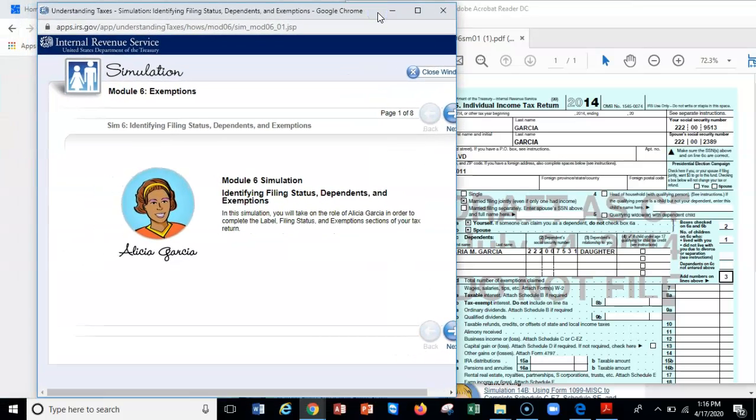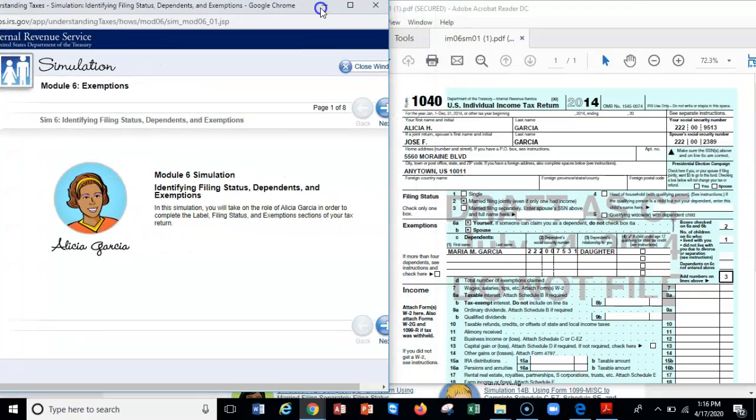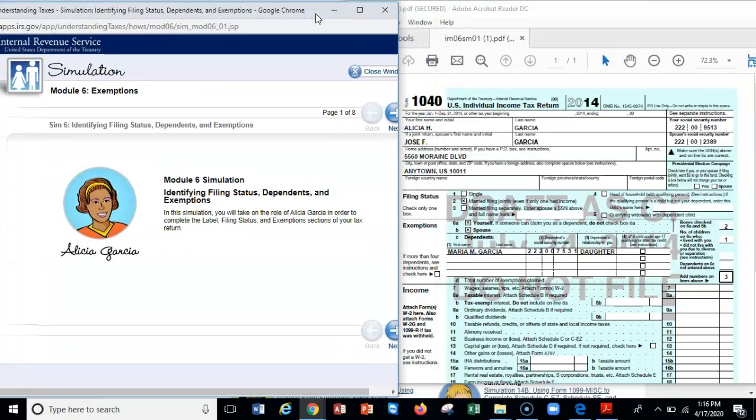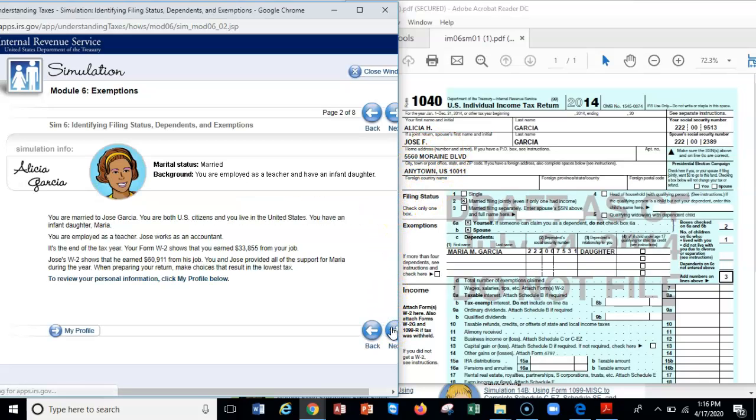So let's go ahead and go through this because the very beginning of the form can be kind of confusing, especially if you don't know how to figure out if you have dependents or not. So in this case, we have Alicia Garcia, and we are going to focus primarily on identifying her filing status, dependents, and exemptions. So we have a little bit of a story about her, and so let's take a look at this. First of all, Alicia is married and employed as a teacher with an infant daughter.